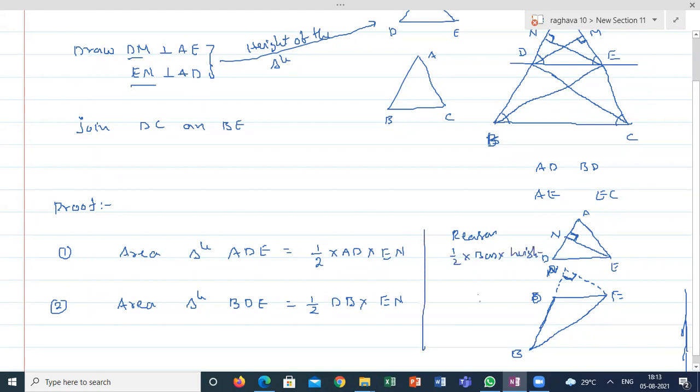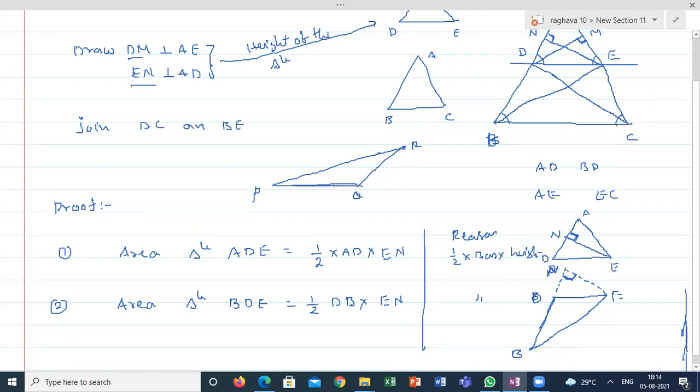Sir, here how is EN the height? Suppose there is a triangle like this. How can you take the height of the triangle in this case? Suppose I'm taking the triangle PQR, with respect to base PQ, what is the height of the triangle, guys? What is the meaning of triangle height? See, PQ: what is the opposite vertex to PQ? R, correct?